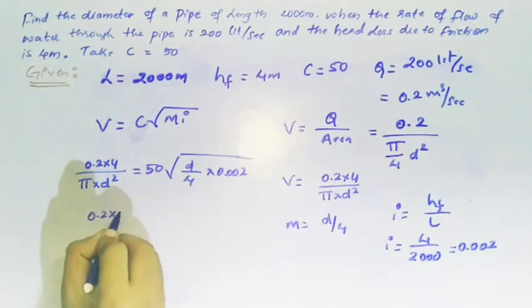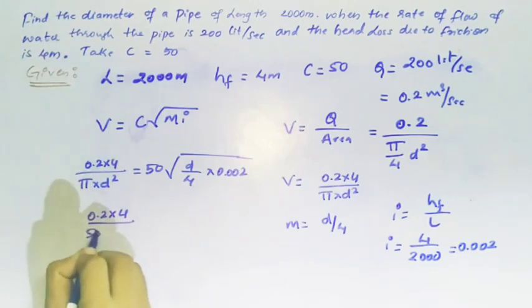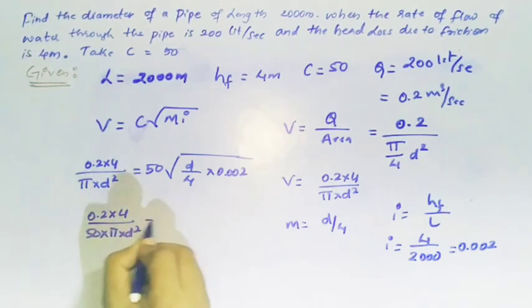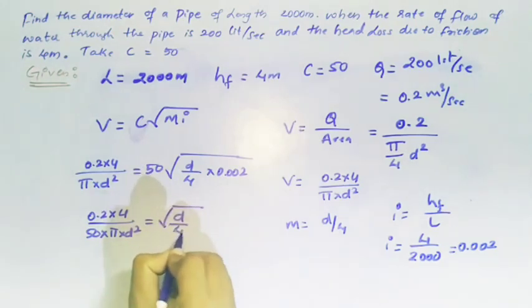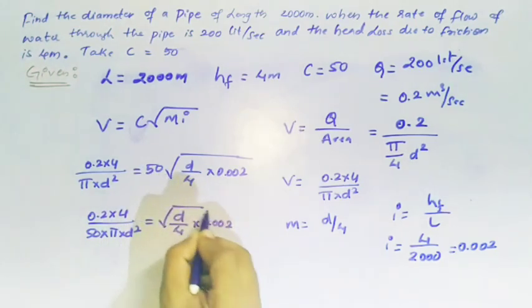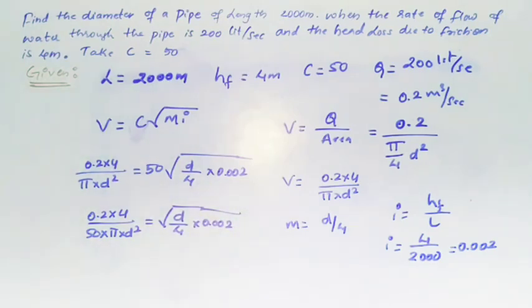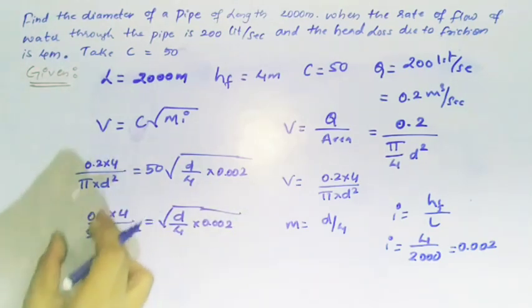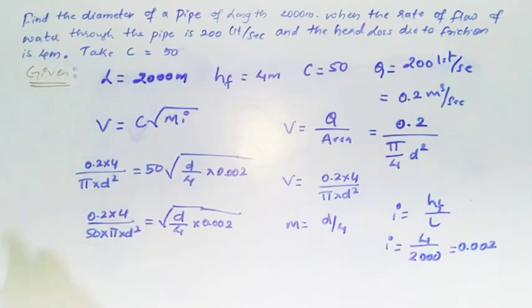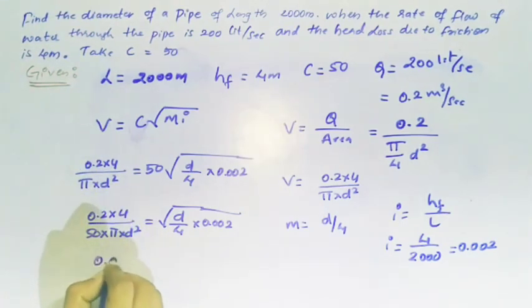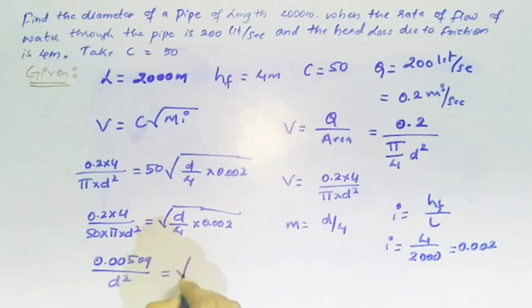So 0.2 into 4 divided by 50 into pi into d square will be equals to root of d by 4 into 0.002. Now if I simplify this whole term, only d is an unknown term, remaining will be equals to around 0.00509 divided by d square will be equals to root of d by 4 into 0.002.